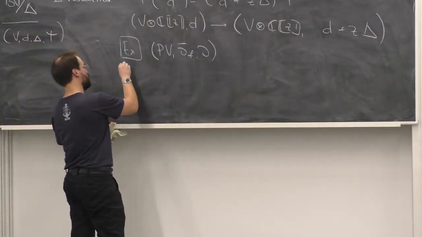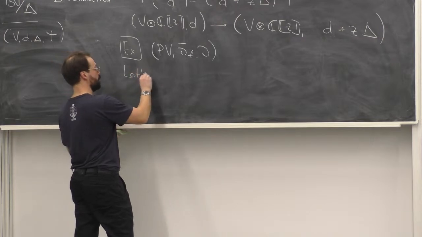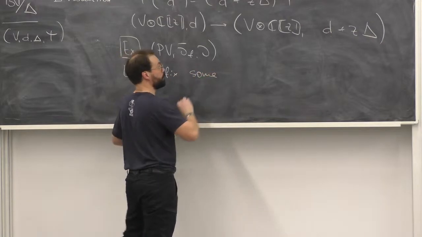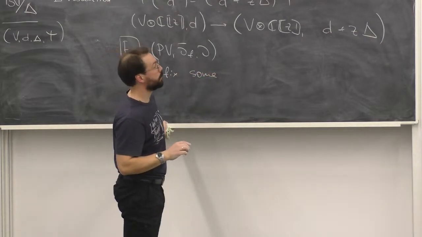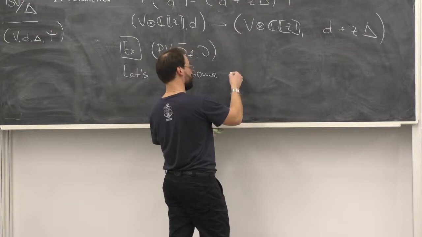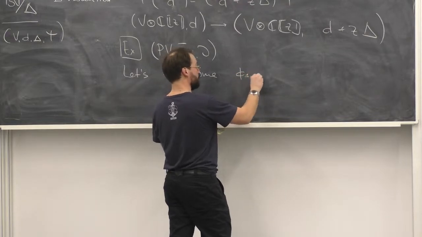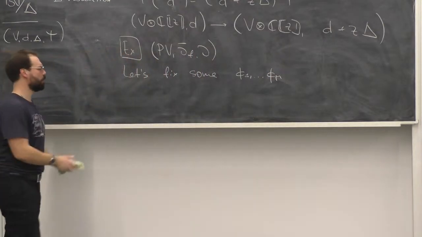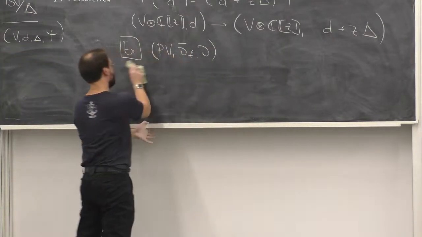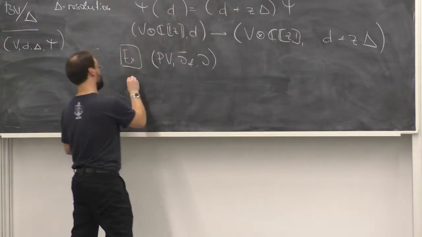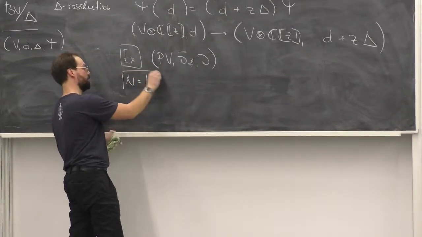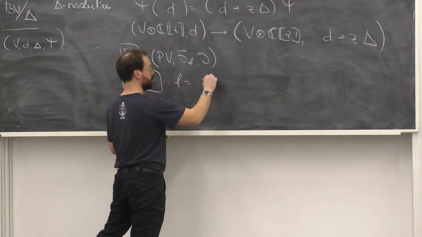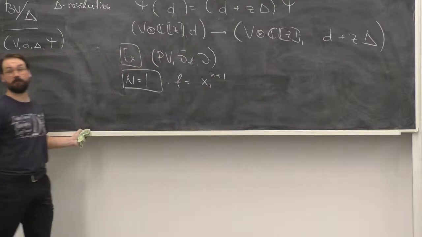So let's fix some generators. Well, some polynomials, phi 1 to phi mu. Let it be n is equal to 1. It will be basically easier. N is equal to 1, and f is x1 to the power m plus 1.